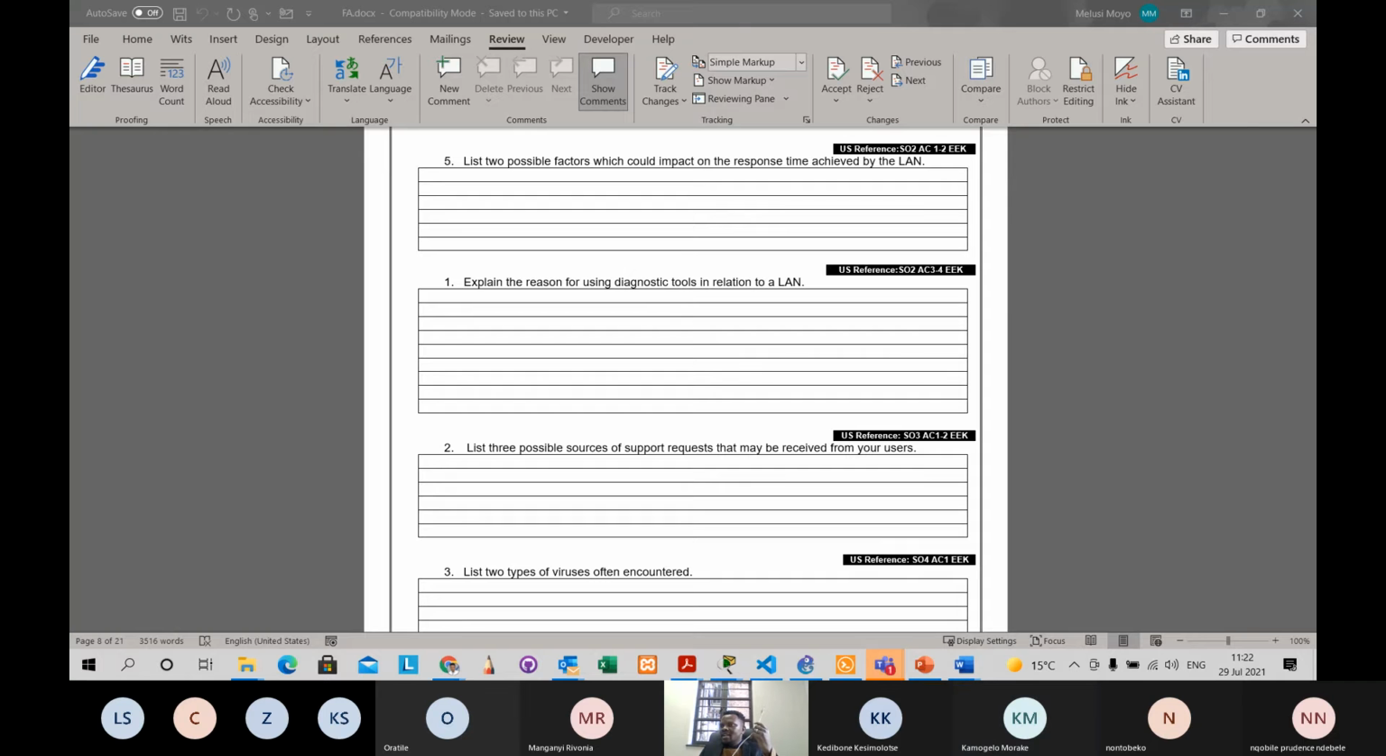Meaning that if your Ethernet cable is capable of 1000 MB per second, and your switch is only capable of 100 MB per second, then even though your Ethernet cable is transmitting at 1000 MB per second, it will end up dropping the speed to 100 because that's what the switch can transmit on. That's the speed the switch can handle.